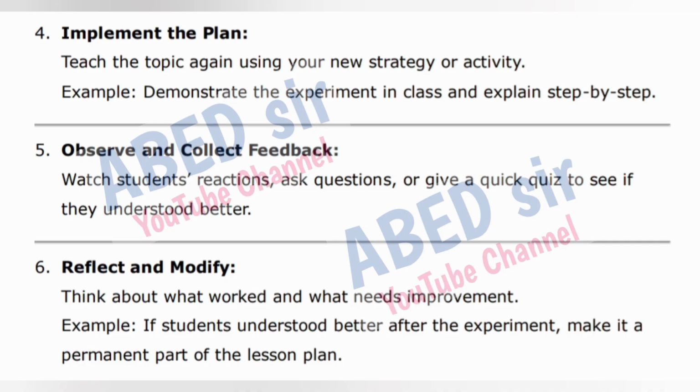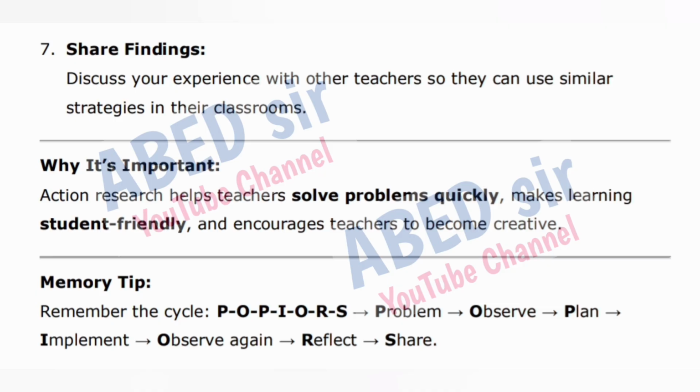6. Reflect and modify. Think about what worked and what needs improvement. Example: if students understood better after the experiment, make it a permanent part of the lesson plan. 7. Share findings. Discuss your experience with other teachers so they can use similar strategies in their classrooms. Why it's important? Action research helps teachers solve problems quickly, makes learning student-friendly, and encourages teachers to become creative.